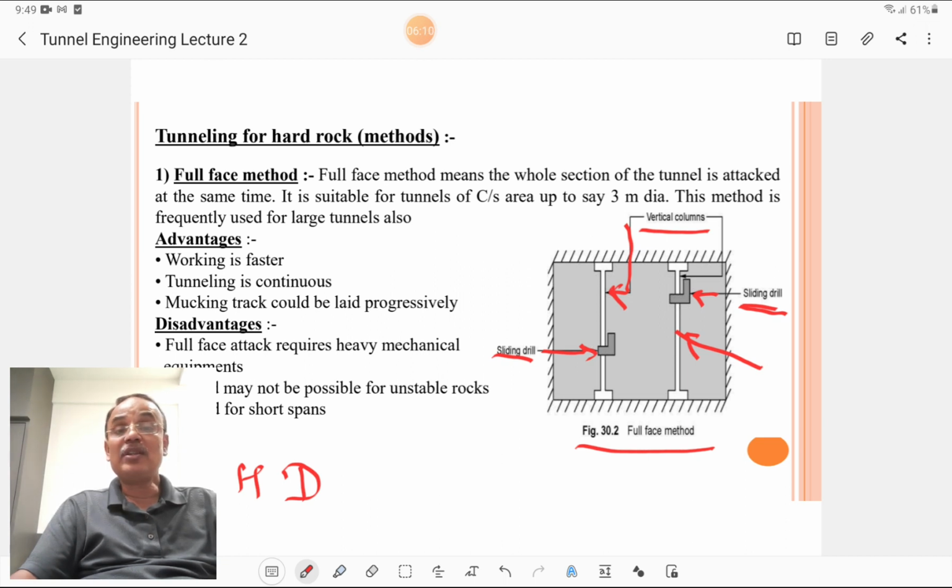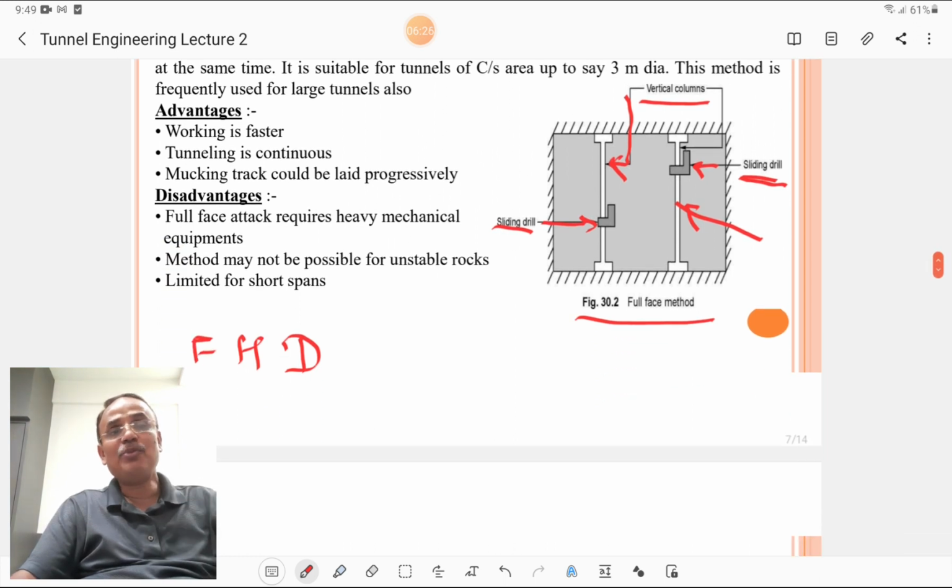It is suitable for tunnels having cross-sectional area up to 3 meter diameter. This method is frequently used for large tunnels also. Advantages: working is faster, tunneling is continuous, and the mucking track should be laid continuously.